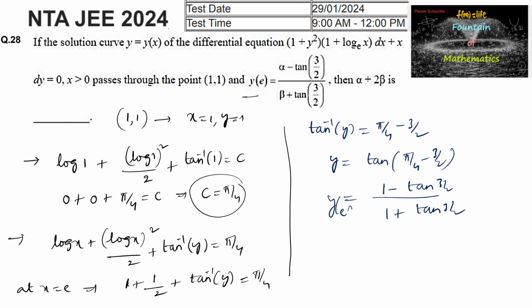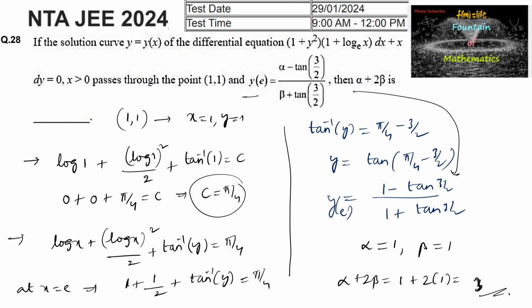Now y at e. So we can say that when comparing here, alpha is equal to 1, beta is equal to 1. So therefore alpha plus 2 beta is equal to 1 plus 2 times 1, that is 3. So 3 is the answer.